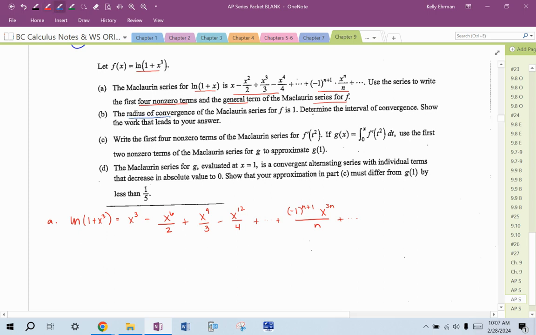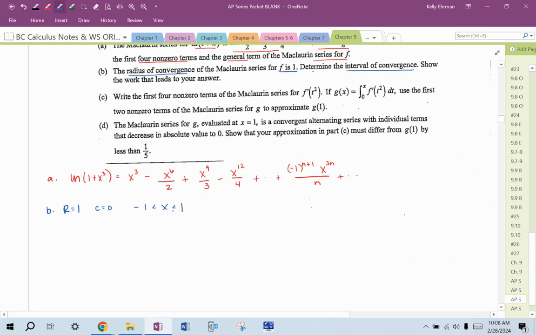The radius of convergence of the Maclaurin series for f is 1. So they give us r equals 1. Determine the interval of convergence. Show the work that leads to your answer. Now, remember, this series is centered at 0. So the interval of convergence should be 0 plus or minus 1, or basically x needs to stay, our center expression would be x, right? So x needs to stay between 1 and negative 1.